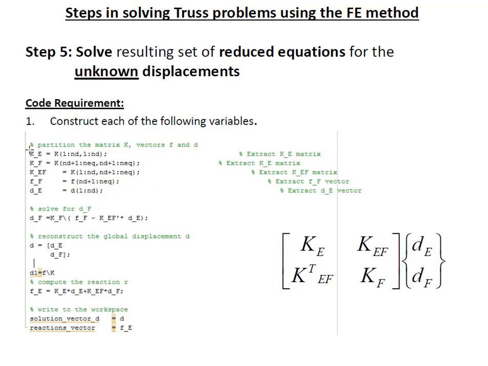Now here you can see that once the K is assembled, you can identify KE, KF, KEF, F of F, and D of E by just knowing the number of prescribed displacements. Then the second step will be to find the degrees of freedom that are free by using the second equation. And then based on that, you reconstruct the global displacement by putting together the essentials with the free. Then you can compute the reactions by using the second equation as we have done in class.